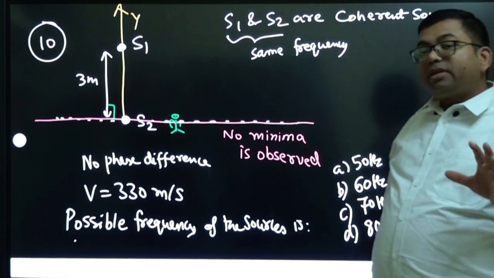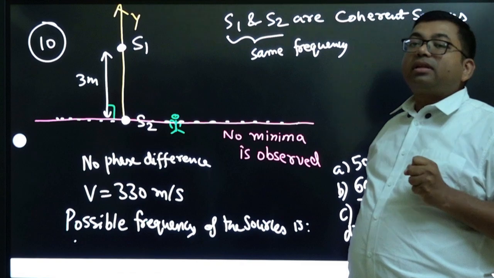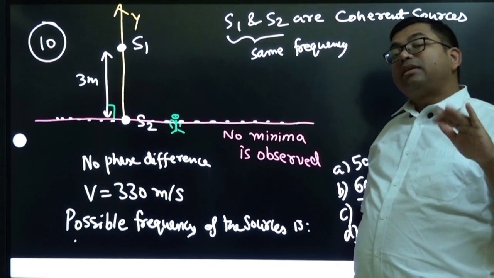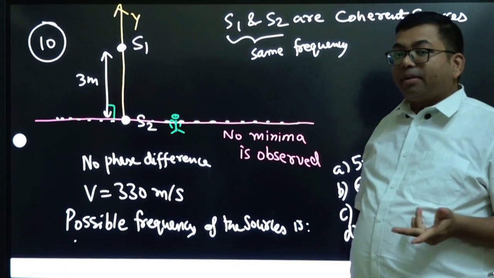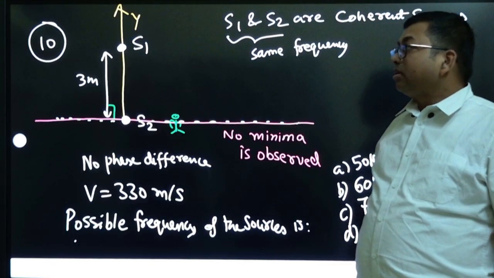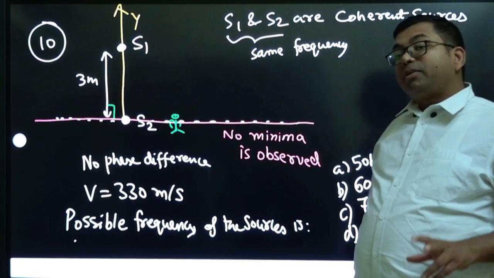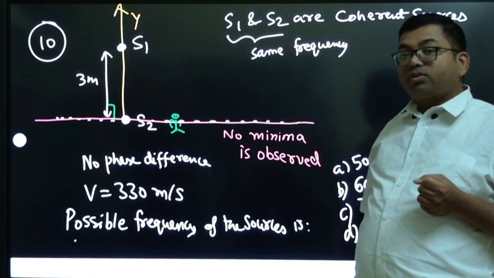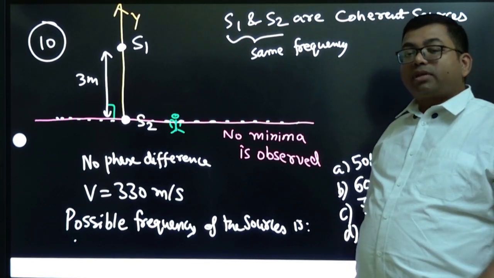Generally in the question of beat, you will stand at one point and then you are hearing the maximum and minima. That is superposition with respect to time. But here they are coherent sources. Coherent sources means beat will not happen, because beat happens in incoherent sources where they have different frequencies. Okay.